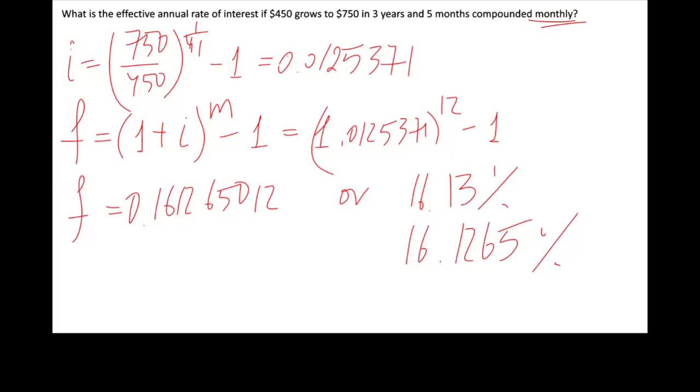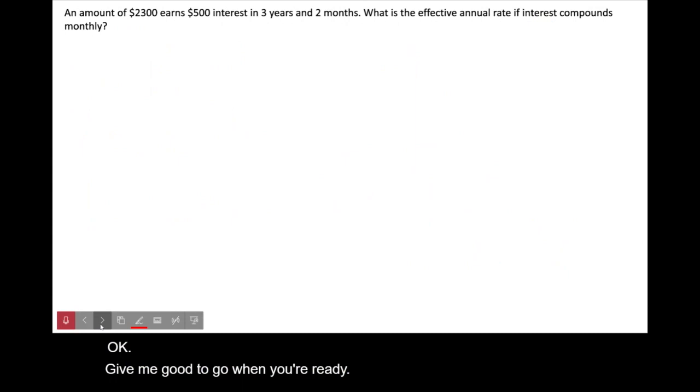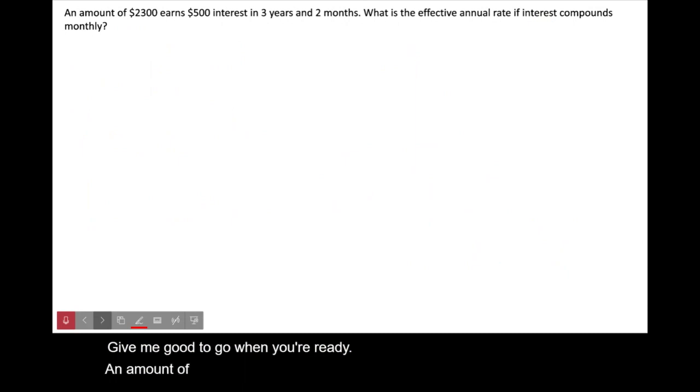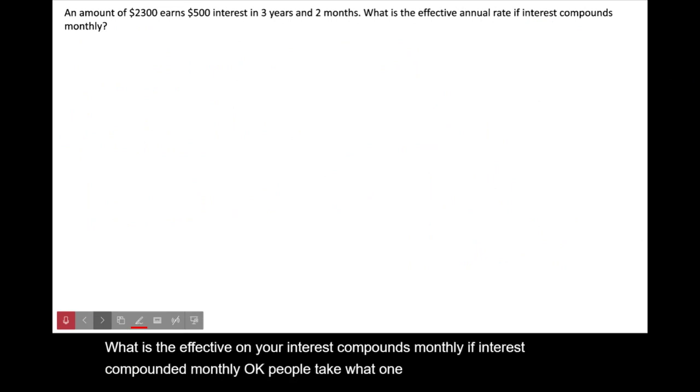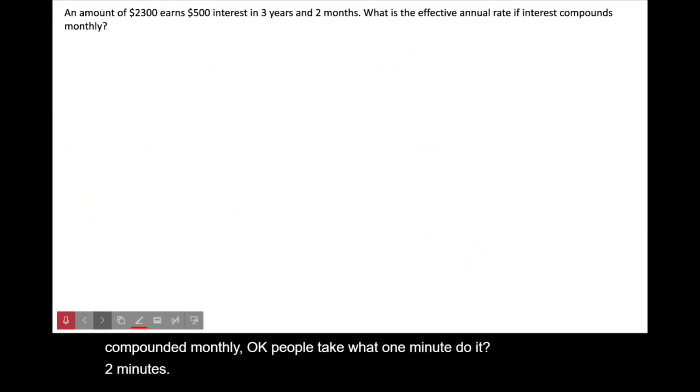Okay. Give me a good to go when you're ready. So an amount of 2,300 earns 500 interest in 3 years, 2 months. What is the effective annual rate of interest if interest compounds monthly? Okay, people, take 1 minute, do it. Or 2 minutes, so you don't rush.